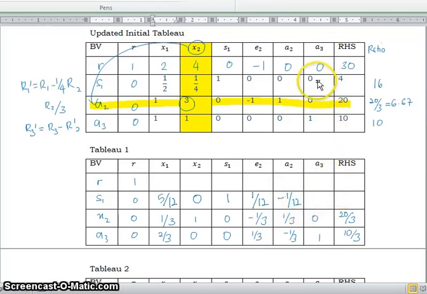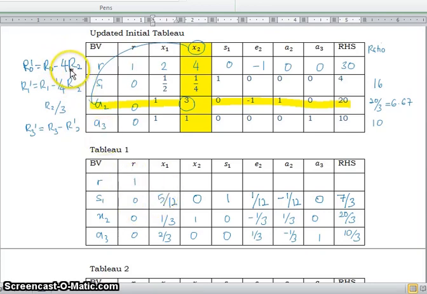For A3, 0 minus 1 over 4 times 0. It is 0. And the right hand side is 4 minus 1 over 4 times 20 over 3. So it is equal to 7 over 3. Now for row 0. Since the coefficient of x2 in row 0 is 4, the ERO is row 0 minus 4 times row 2.